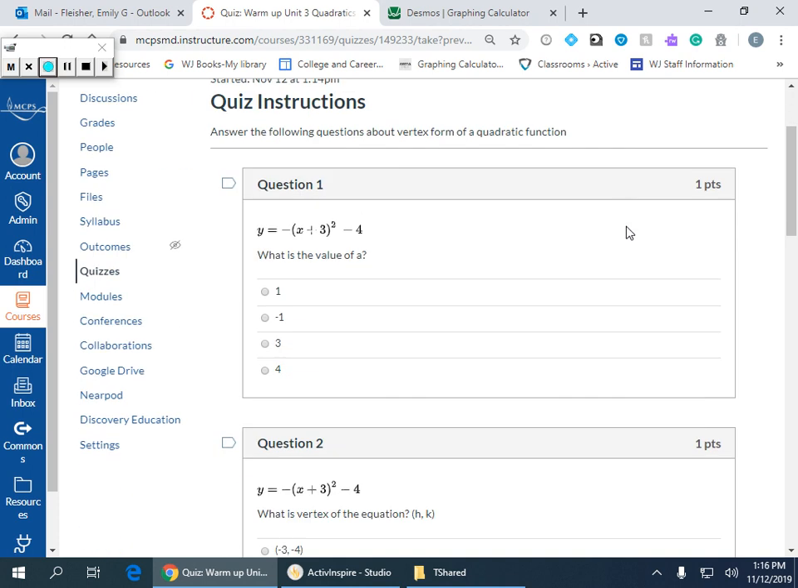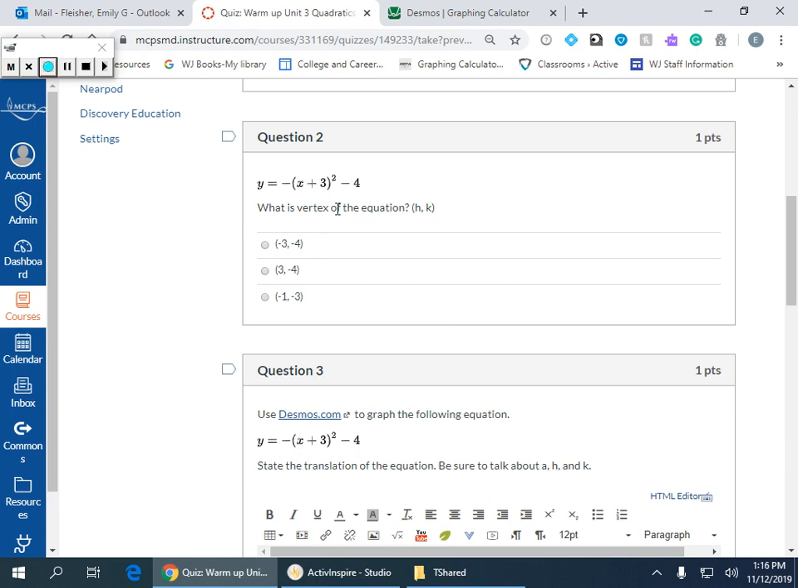Going back to the warm-up quiz, what's the value of A? A is in front of the parentheses here, so you should have chosen -1. What's the vertex? H is always the opposite sign inside the parentheses, so you should have chosen -3, and K you keep the same, -4.